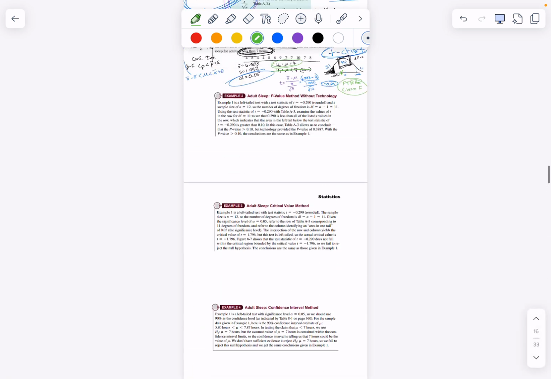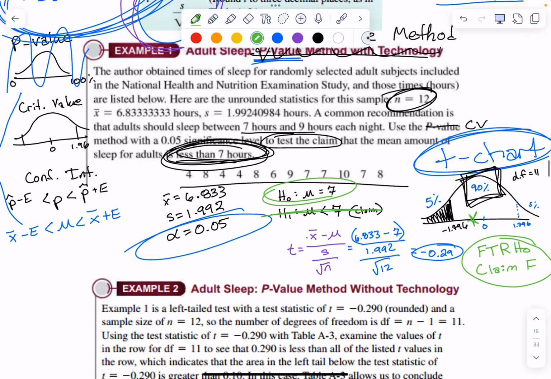Can you scroll up? Yeah. I'm not getting the negative 0.29? Yeah. Okay, let me come help you. I'm going to shut this off.